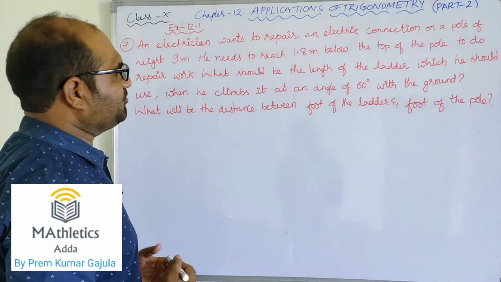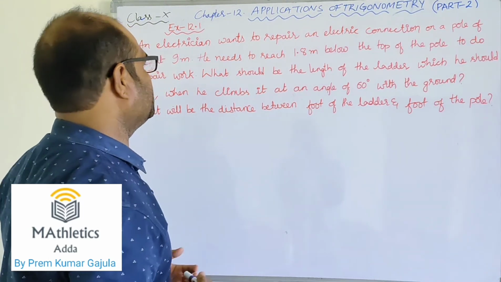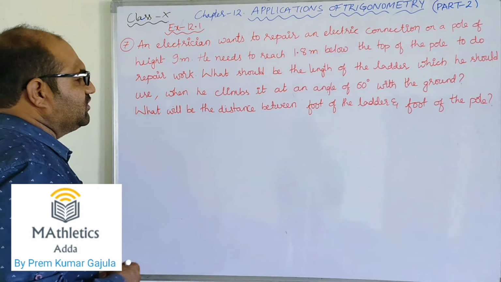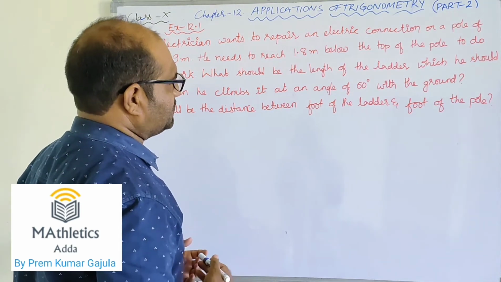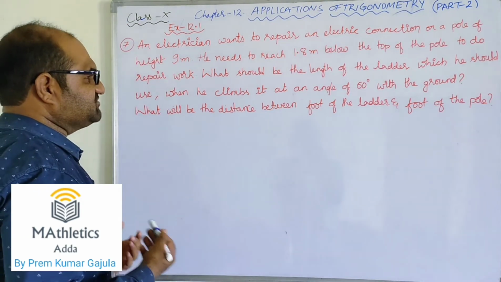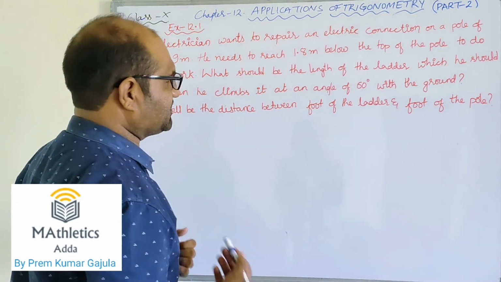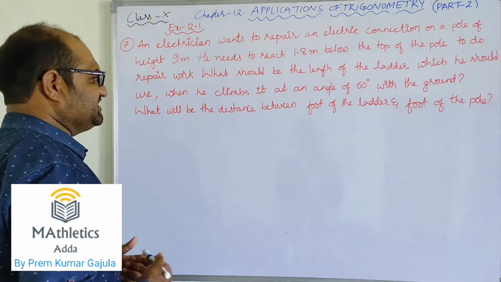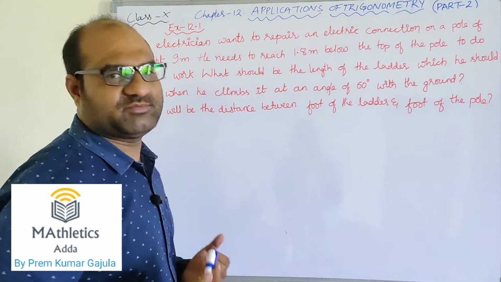He needs to reach 1.8 meter below the top of the pole to do the repair work. What should be the length of the ladder which he should use when he climbs it at an angle of 60 degrees with the ground? And what will be the distance between the foot of the ladder and foot of the pole?